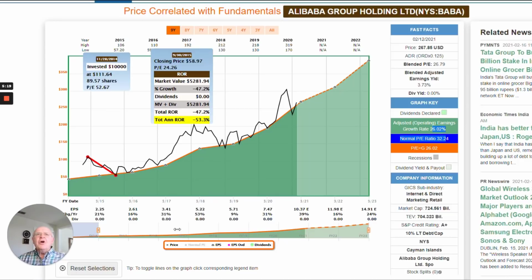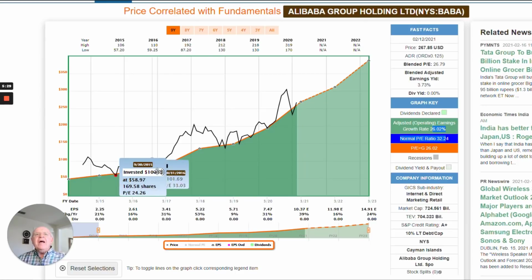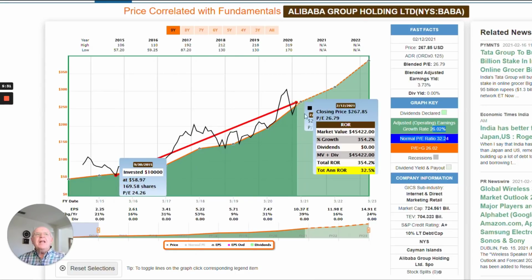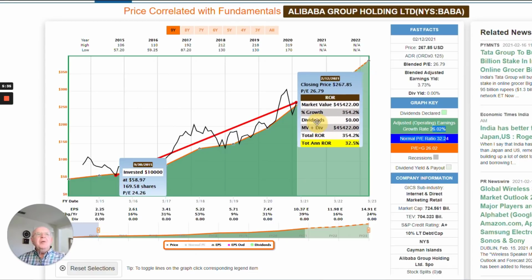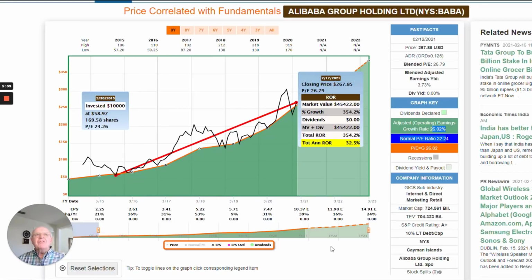But anyway, here you'll notice that the stock ended up reverting to the mean. You could have bought it at a 24 PE in September of 2015. And from this point, had you bought it, it's trading now at around a 26.79 blended PE ratio with a 26% growth rate. So it's trading at about its growth rate.